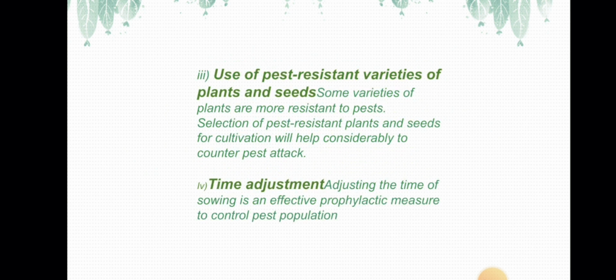The third one is use of pest-resistant varieties of plants and seeds. Some varieties of plants are more resistant to pests. Selection of pest-resistant plants is also a very important thing. So field sanitization is an important measure, and scientific method of plantation is important, and in the selection of seeds, we should select seeds on the basis of their disease resistance power and their productivity power. Everything is so important, in each stage of cultivation. And time adjustment is a very important thing, that is, adjustment of the time of sowing is an important prophylactic measure to control the pest population.